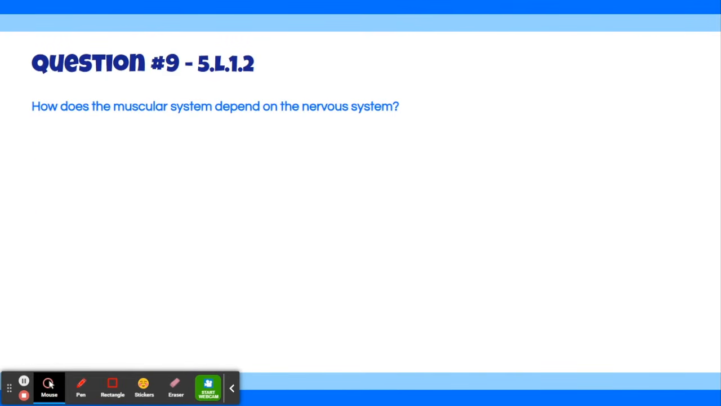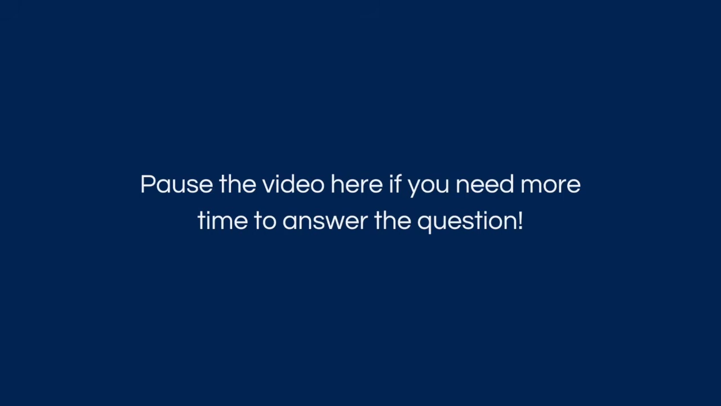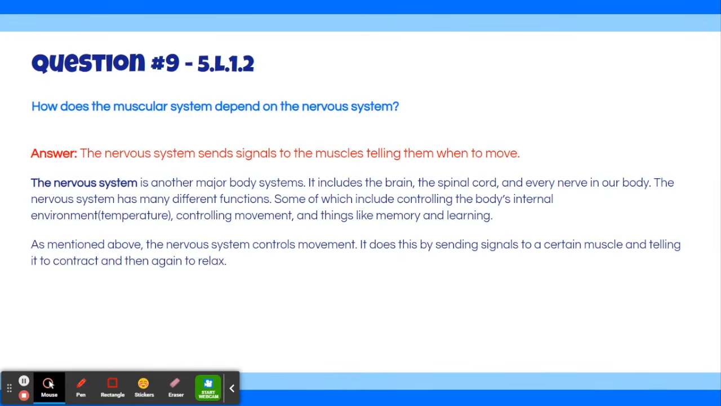Okay, moving on to question number 9. How does the muscular system depend on the nervous system? Well, the nervous system sends signals to the muscles telling them when to move. The nervous system is another major body system, so it includes the brain, spinal cord, and every nerve in our body. The nervous system has many different functions.